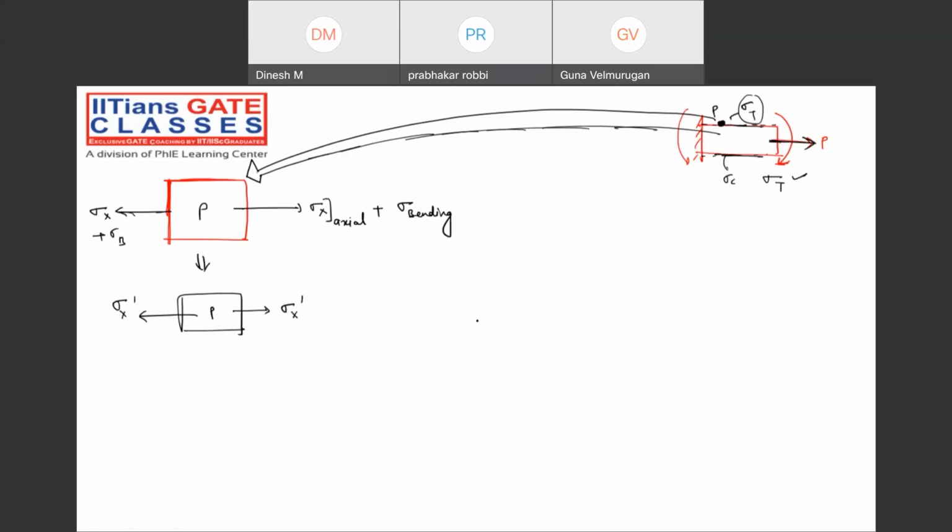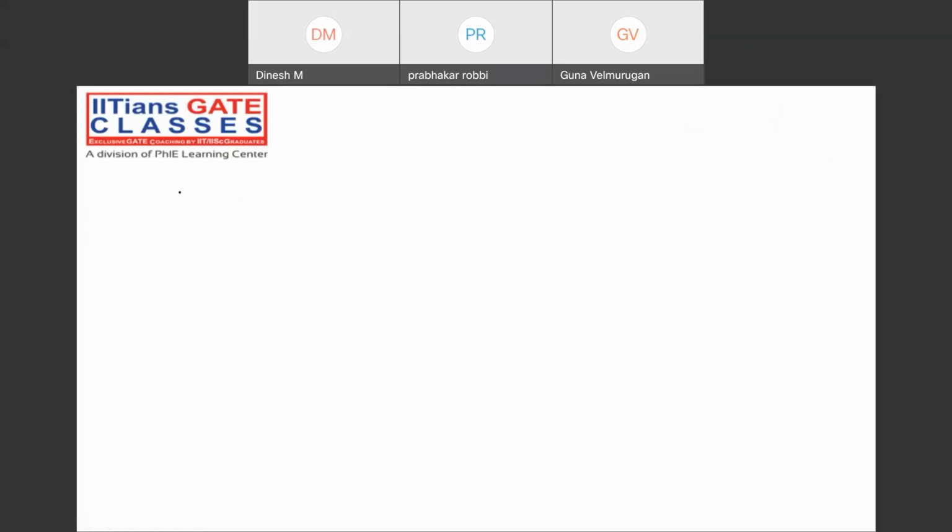Now come back to the sign conventions. Sign convention for Mohr circle. So in this same chapter, we have two sign conventions. One is for the analytical method and the second one is for what? Mohr circle.